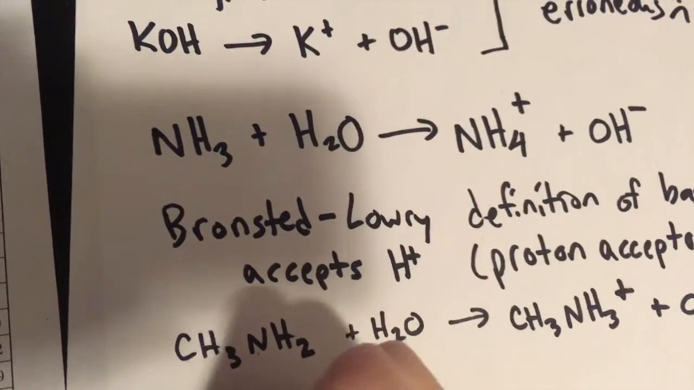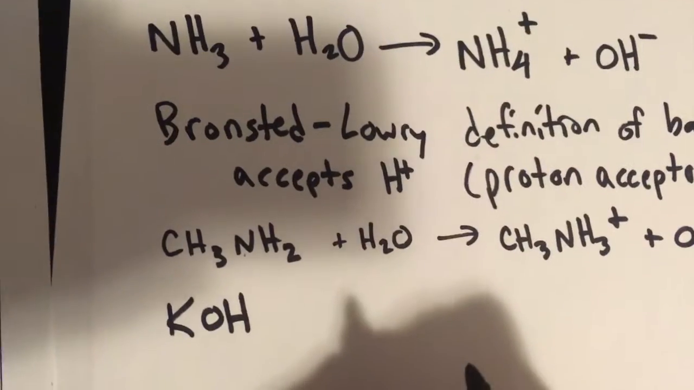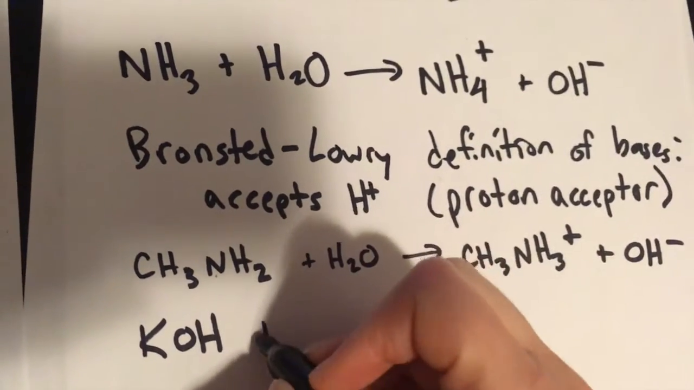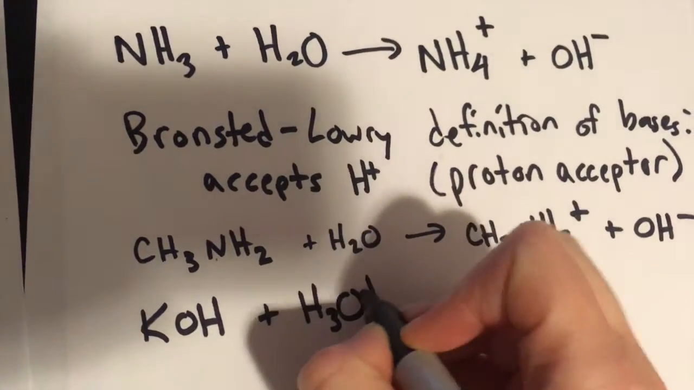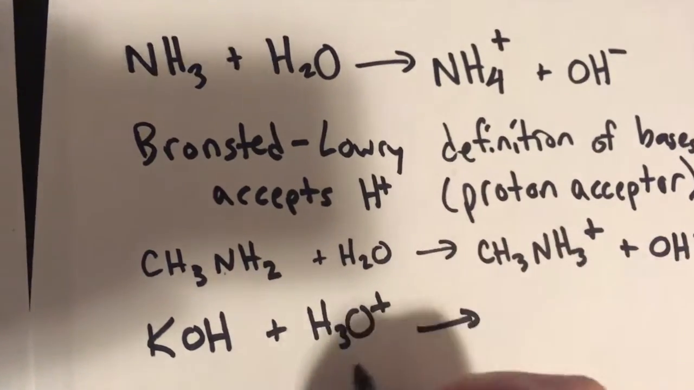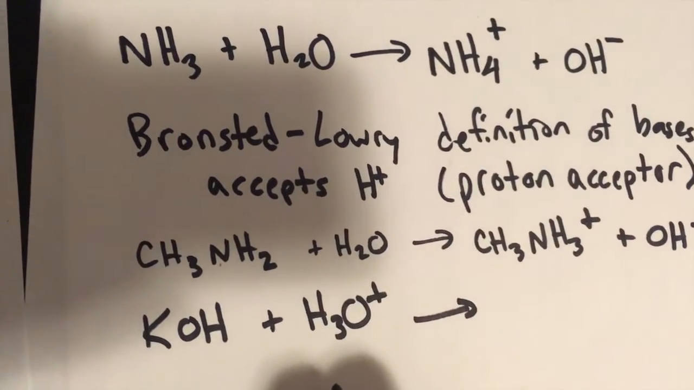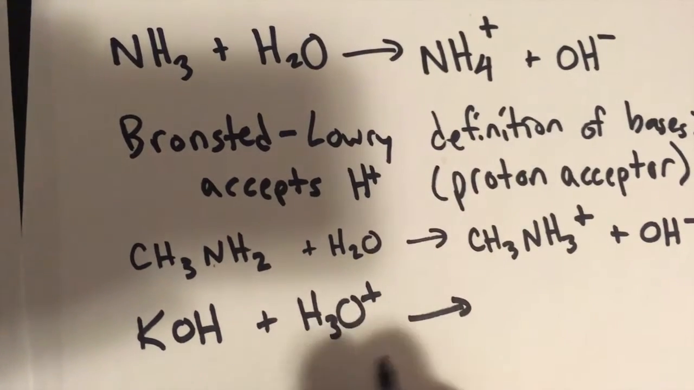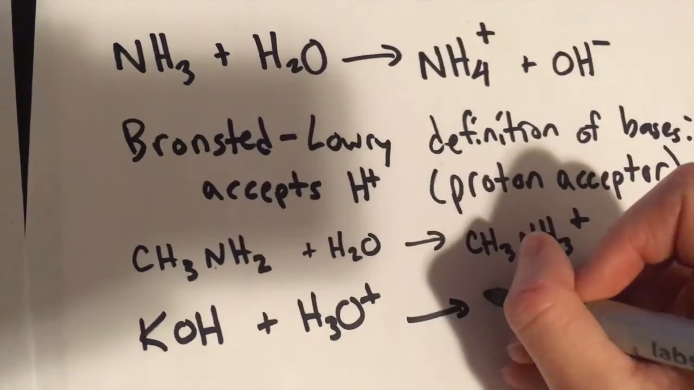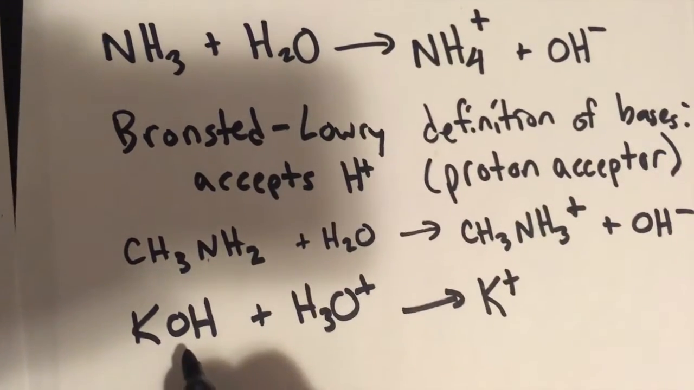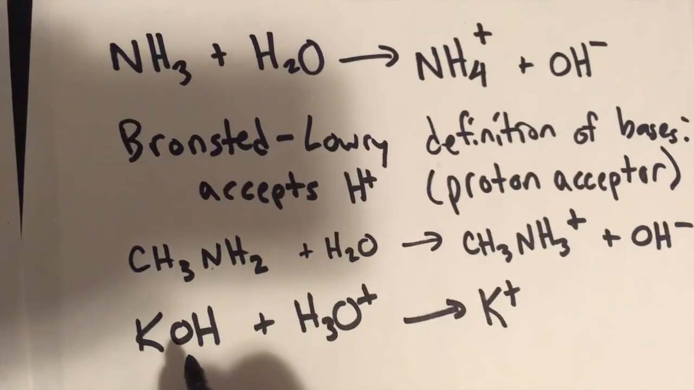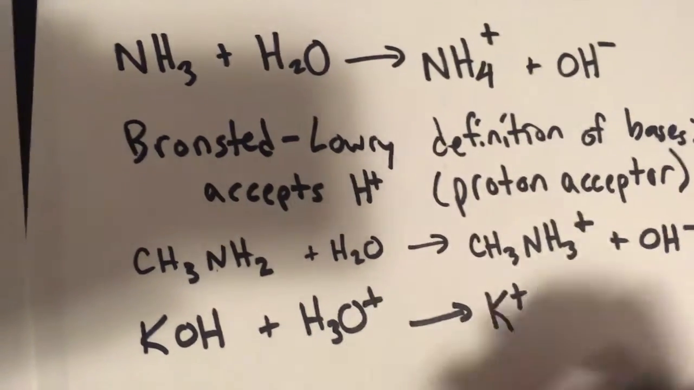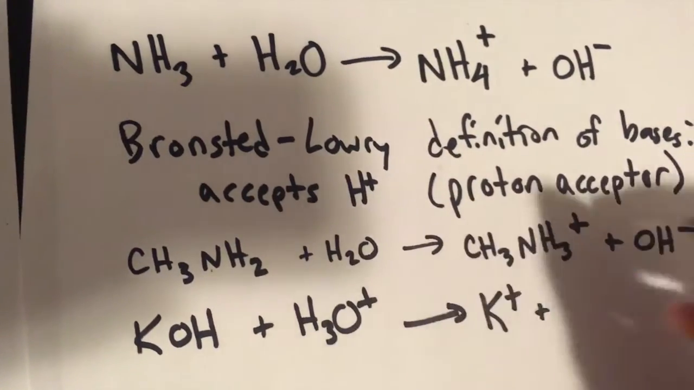So for example, when we think about KOH, we can think about KOH just losing OH minus, but we could also think about what happens if KOH comes into contact with H3O plus from an acid. If KOH comes into contact with H3O plus, it's going to steal a hydrogen off of this H3O plus. You're going to end up with K plus, the OH minus and the H plus will bond together, and then this H3O plus will become another just plain water molecule.